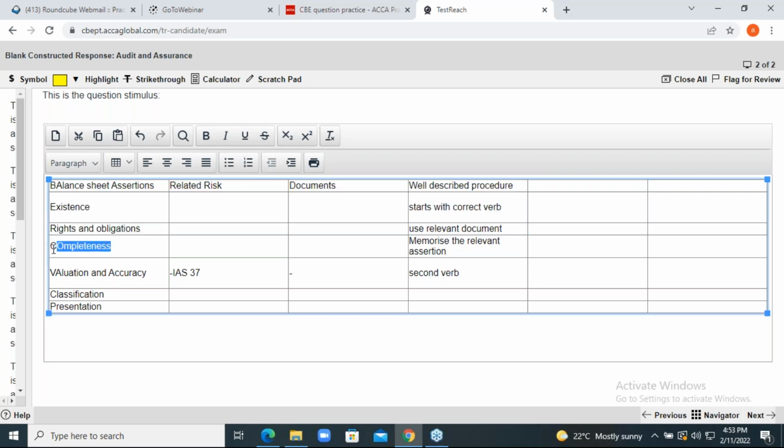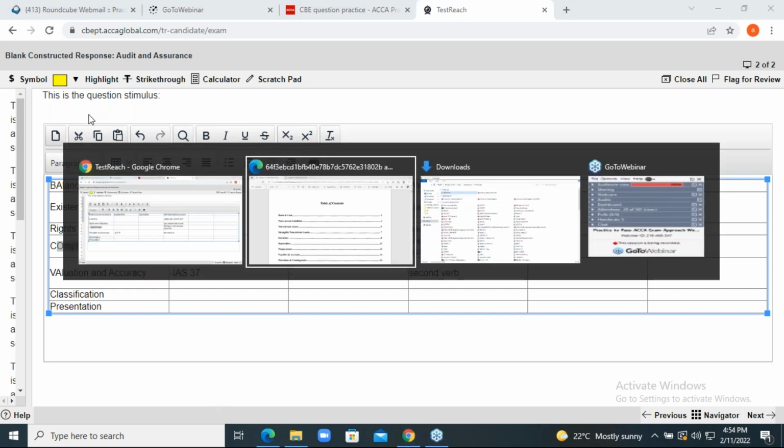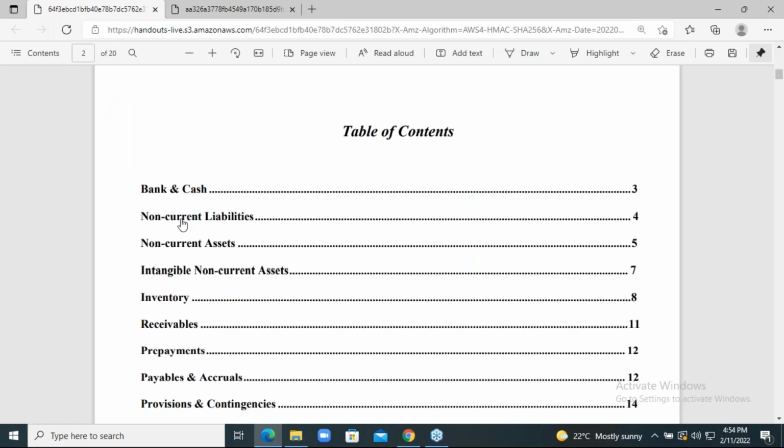Think of a procedure in your mind, then tally it with the procedure written for completeness assertions in the resources. Tally with that and adjust according to that. The area that you have missed, adjust it. Try to memorize it and then write it down on your paper. Whenever you write down, your brain automatically starts memorizing it. So on your first day, you are going to memorize bank and cash and non-current liabilities.